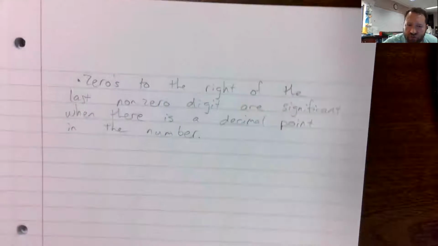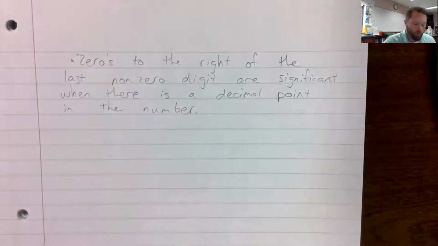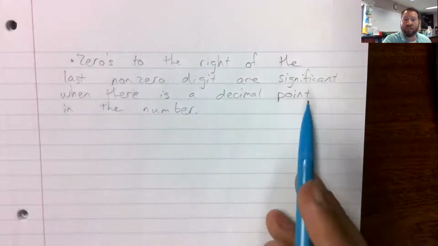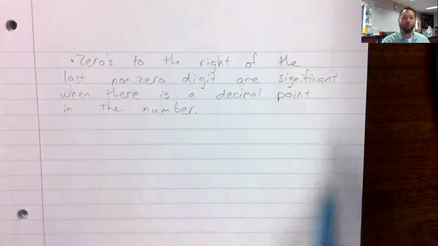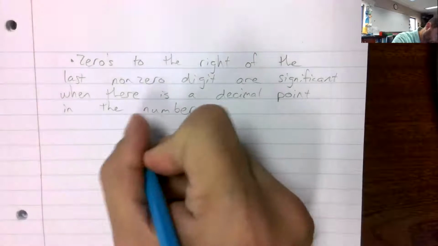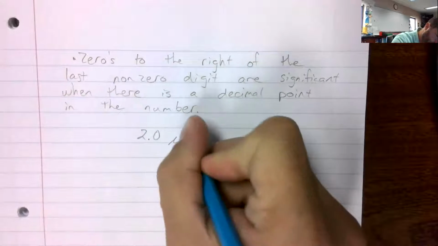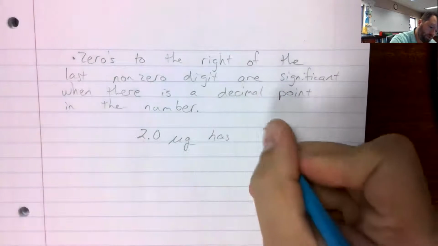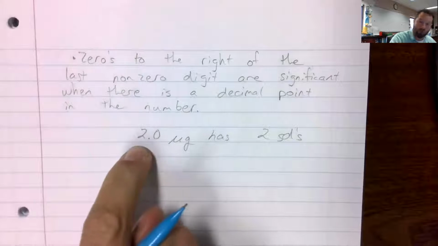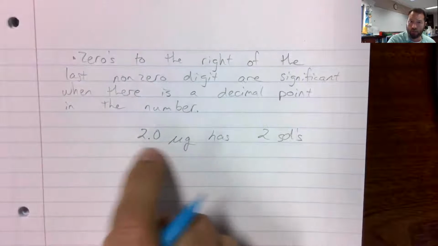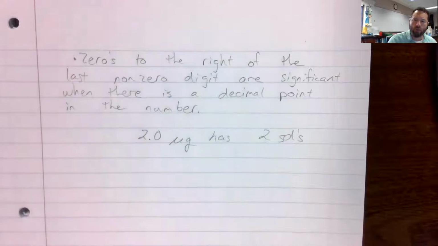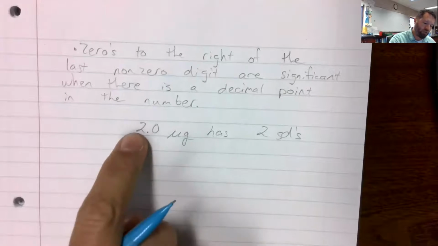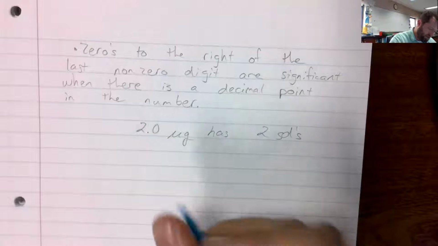All right, so we just discussed zeros to the left of the very first number. How about zeros to the right of the very last number? Well, these are significant if there is a decimal point in the number. 2.0 micrograms, 2 significant digits. The 2, that's a non-zero number, and then the 0, it's on the right of the number, and there is a decimal point there. So 2.0, 1 digit, 2 digit, there's 2 significant digits in that answer there.